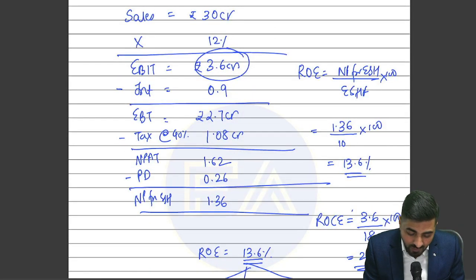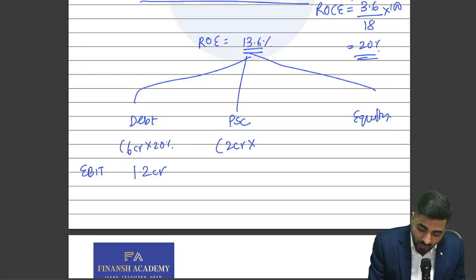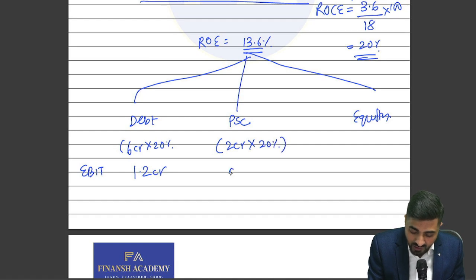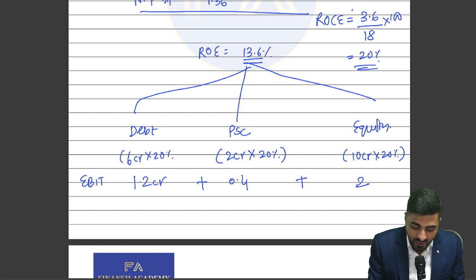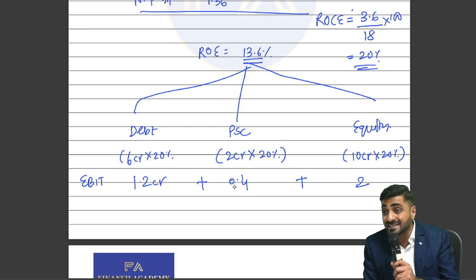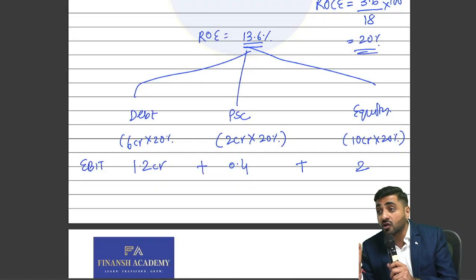Preference shares. Can you give me preference shares? How much is the preference shares? 2 crores. 20% of 2 crore, you are earning 40 lakh. From equity 10 crore, you are earning 20%. That is nothing but 2 crores. Overall, you are earning how much? 2 plus 1.2 plus 0.4, that is 3.6 crores. Is this 3.6 crore earned from one source or from three sources?